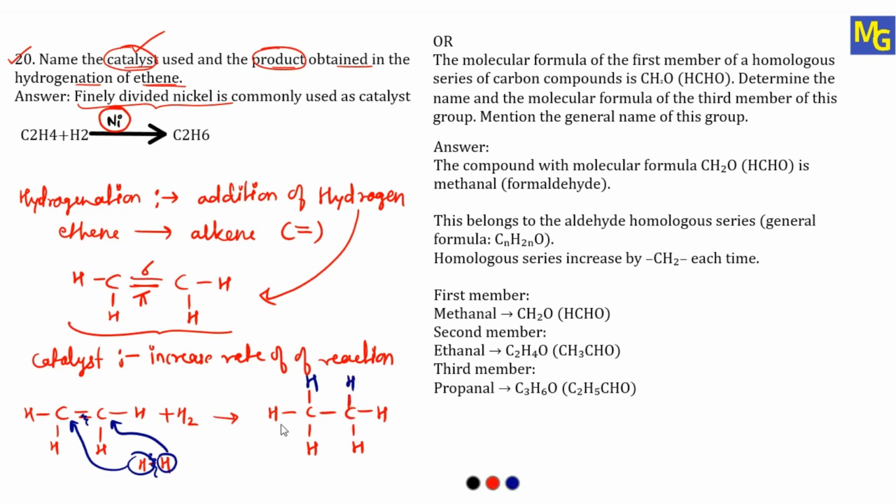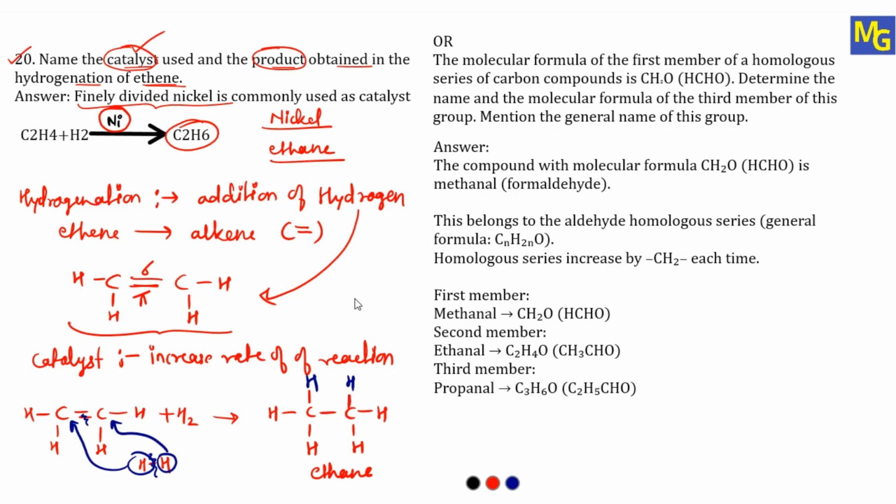Now see, this is again two carbon and a single bond. So it is called ethane. So we are going to get the product ethane. Therefore, the catalyst is nickel. I'll write it here once again. Catalyst is nickel and product is ethane, that is alkane. So this is the answer. I hope you will understand this answer.